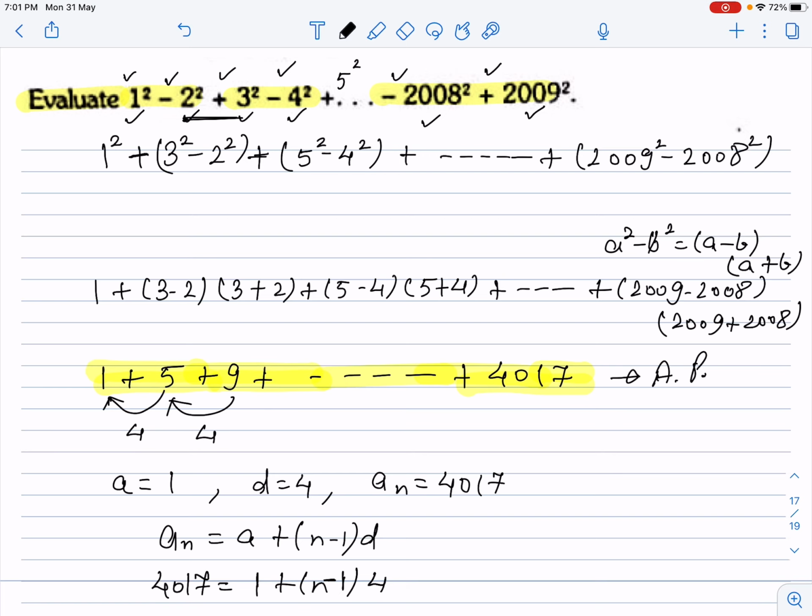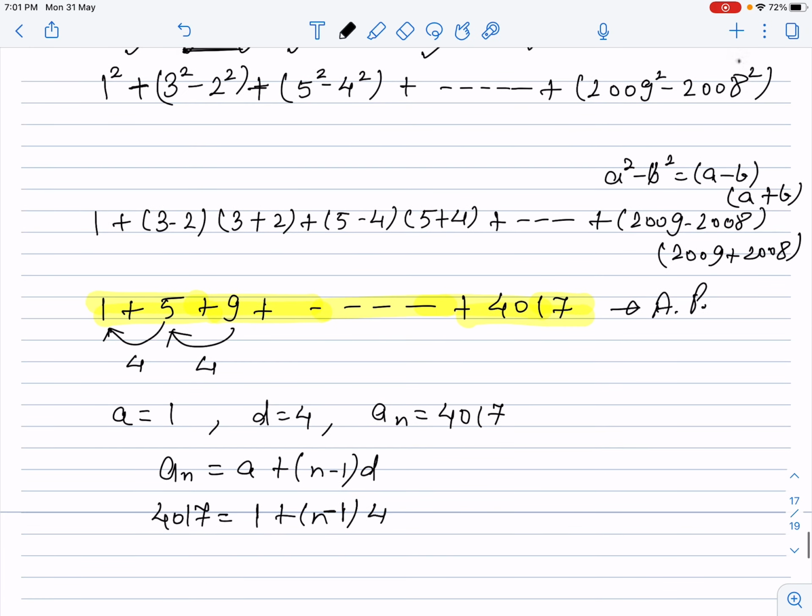Now guys, 4017 minus 1 is 4016, divided by 4 is equal to n minus 1. That means n minus 1 is equal to 1004. Hope you guys would have got it. So n is equal to 1005.